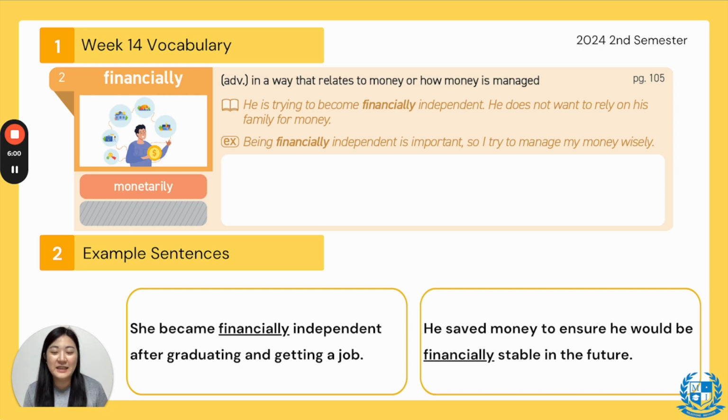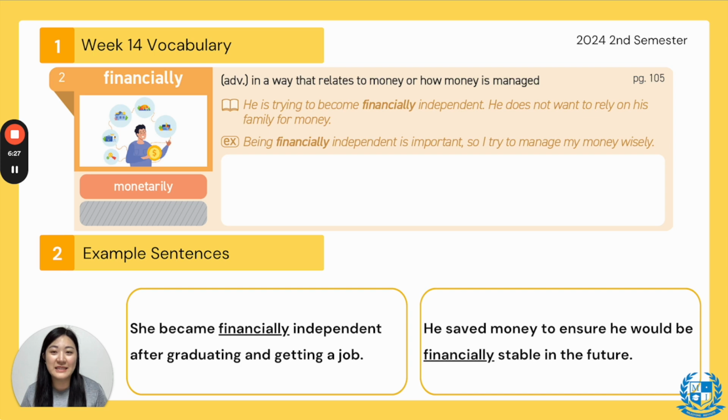Financially. The synonym is monetarily, and it is an adverb. It means in a way that relates to money or how money is managed. So we have also here the word finance, which is about money. So financially is the way we say it for an adverb. Okay? Anything that's related to money or how it is managed.